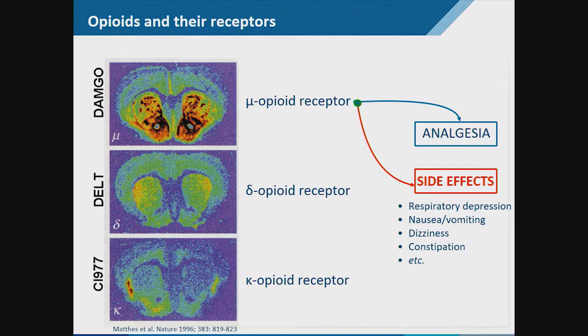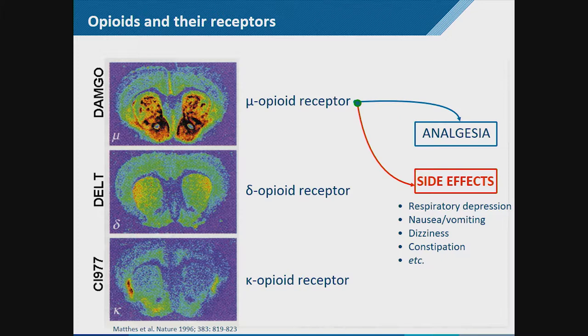But opioids have side effects. And one of the side effects is potentially lethal, and that's respiratory depression, and that's my topic of research, and that's what I will be talking to you about. Of course, there are many other side effects. I will not be discussing those, but I will be discussing respiratory depression.